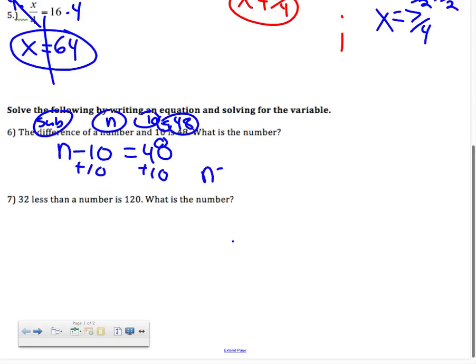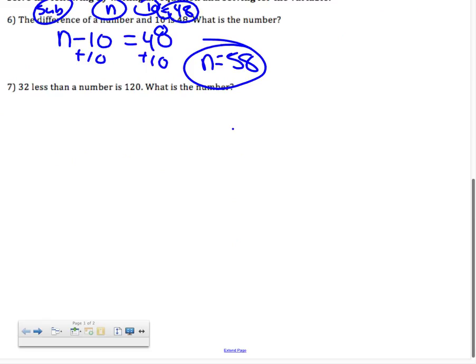And that'll give me n is equal to 58. So remember, difference meaning subtraction, so it's just first thing minus second thing, and then is being equals, and then of course the number just being itself. The key word there being is. You have to remember that is means equals, because that's going to help you set up your equations right. Just like the next one here.